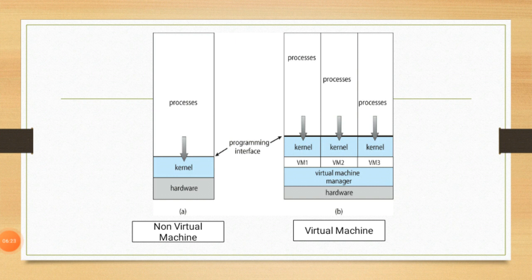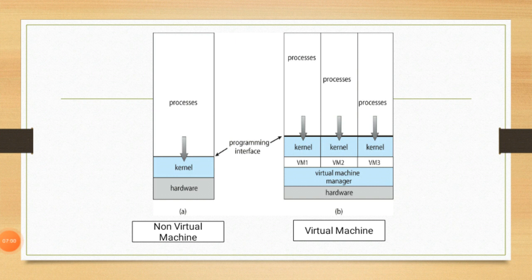Just as the physical machine has a user mode and a kernel mode, each virtual machine also has them. So we must have a virtual machine user mode and a virtual machine kernel mode. Look at diagram B, the virtual machine. Leave aside the hardware and the virtual machine manager for now. This whole rectangle is one physical machine, meaning one computer.